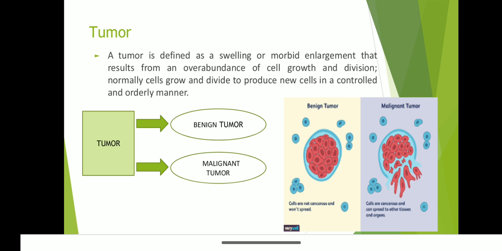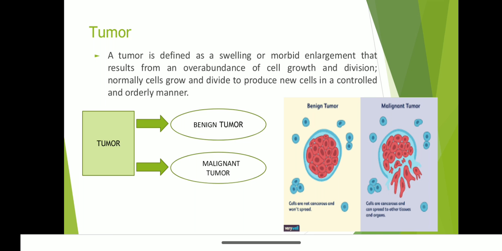What is tumor? A tumor is defined as a swelling or morbid enlargement that results from an overabundance of cell growth and division. Normally, cells grow and divide to produce new cells in a controlled and orderly manner. Tumors may be of two types, benign tumor and malignant tumor. Benign tumor is a non-cancerous tumor. It does not invade nearby healthy tissues or spread throughout the body.